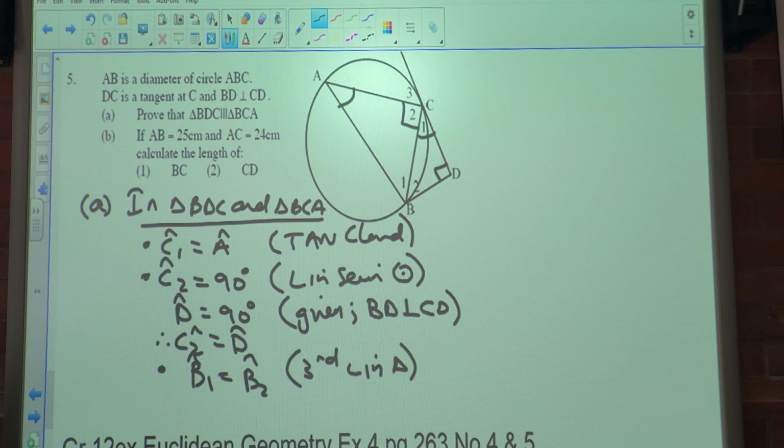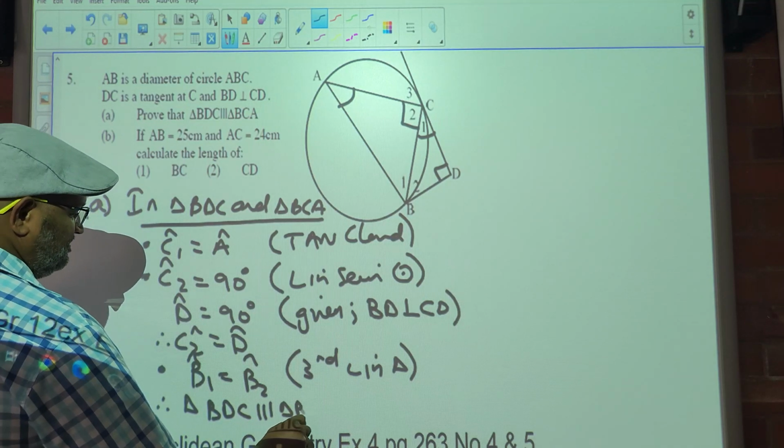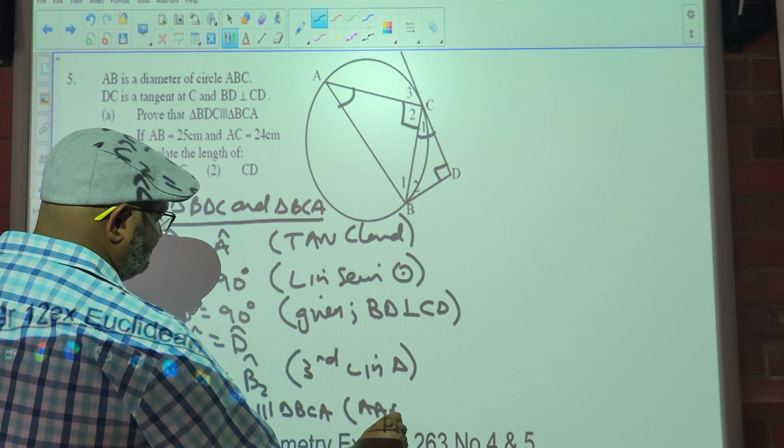Is that enough to conclude similarity? Yes. So therefore, triangle BDC is similar to triangle BCA. Why? Angle, angle, angle.